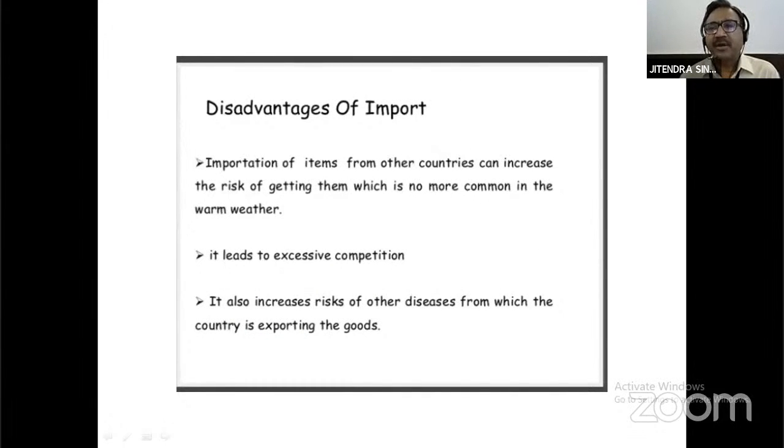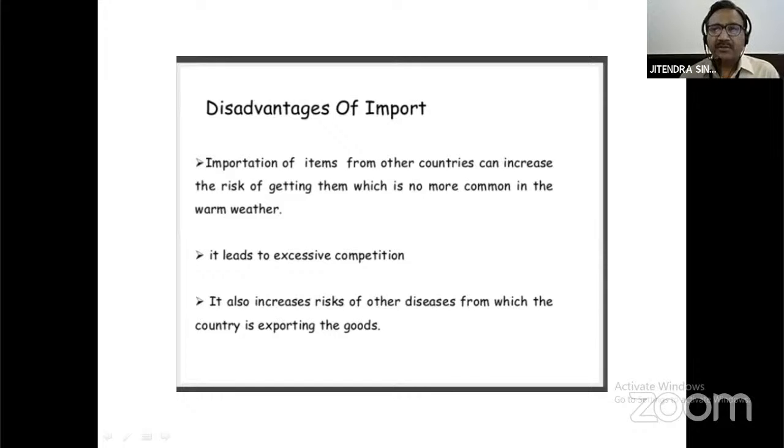So there may be a few advantages of import, but there are certain disadvantages of import also. For example, importation of items from other countries can increase the risk of spoilage. For example, we are importing certain commodities from European countries, where products are packed in different conditions. Their packaging material may be different, because in European countries the climate is comparatively cold, and in India we have hot and humid conditions.